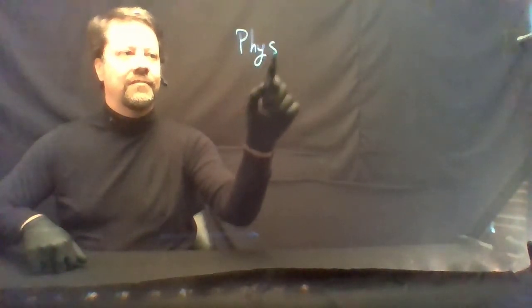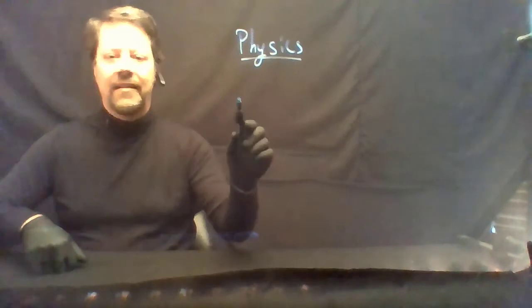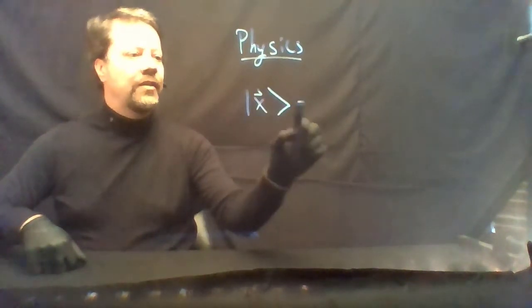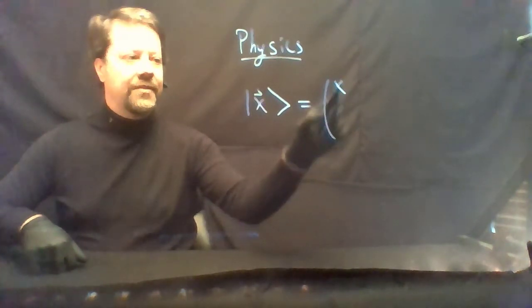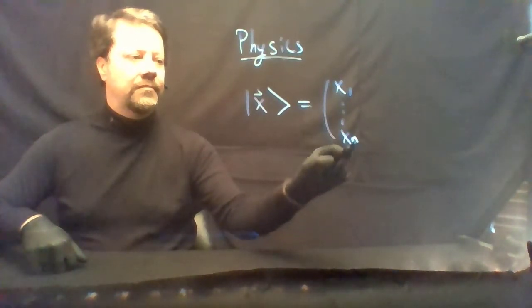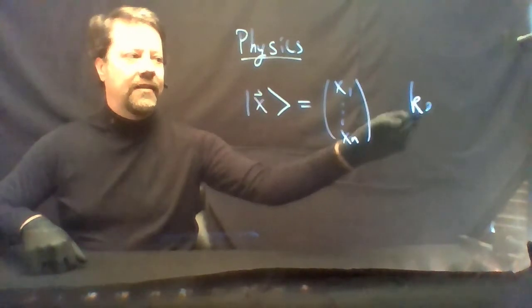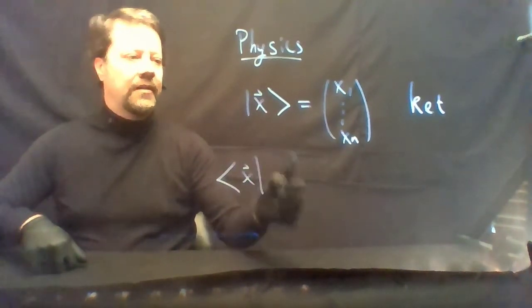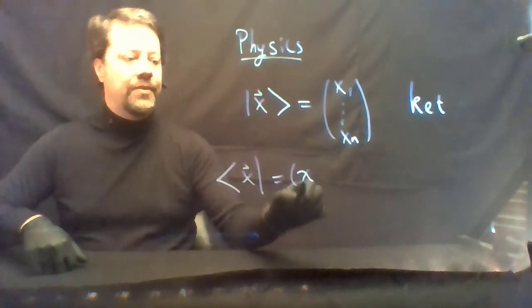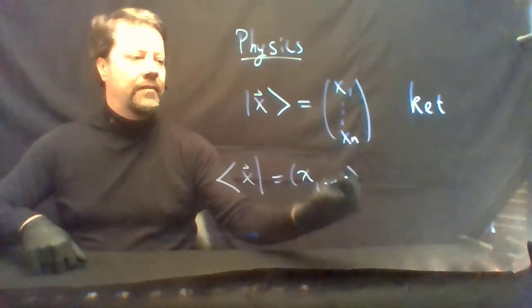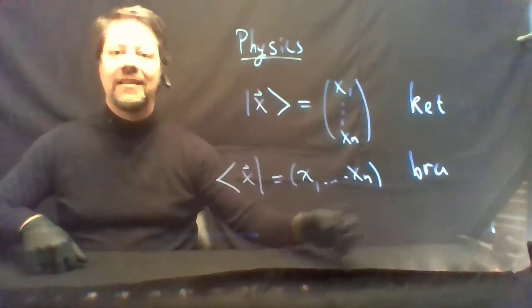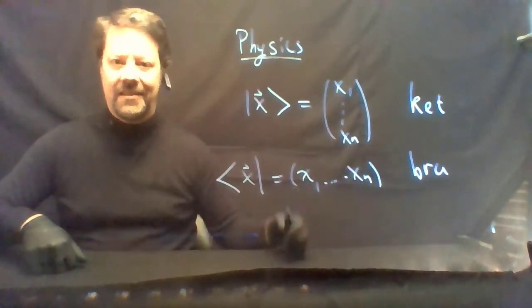In physics notation, they use the following notation for column vectors. This is called a ket. This notation is for rows. That's called a bra. And so you have the bra-ket notation.